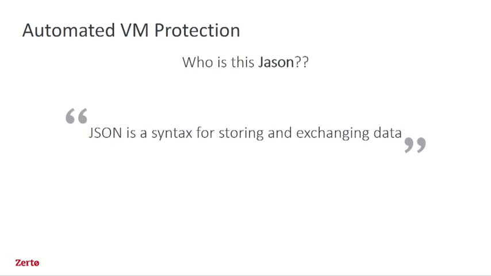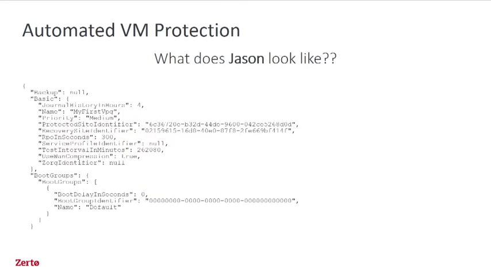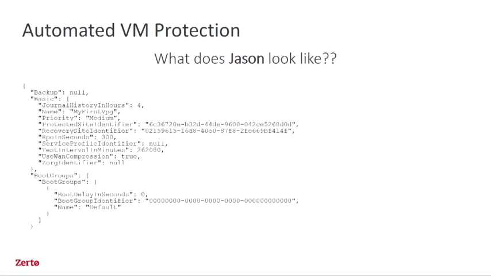Now, we talk a lot about JSON. So who is this JSON guy? JSON is basically a way to send data back and forth. So it's a syntax to store and exchange data with an API. So what does it look like? It's a structured way to present data.